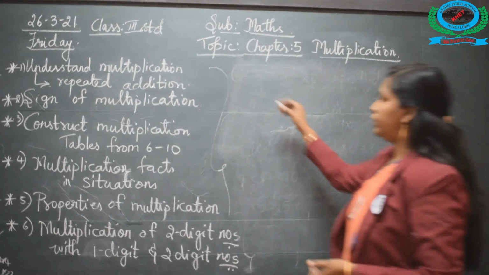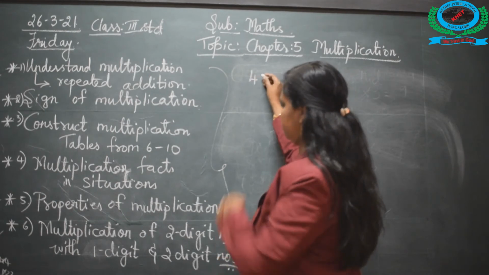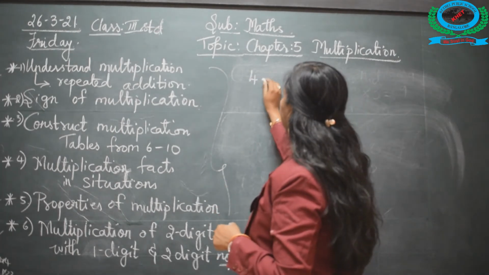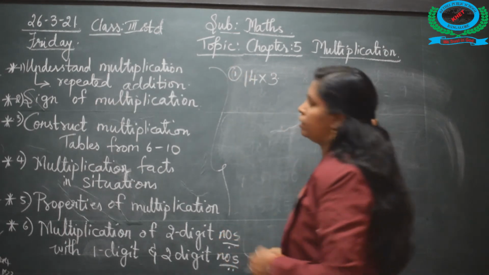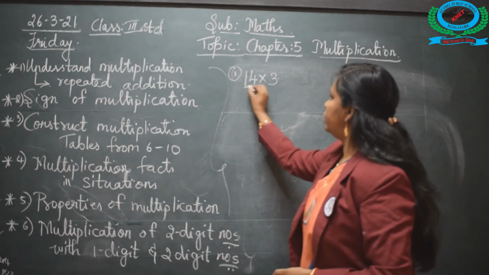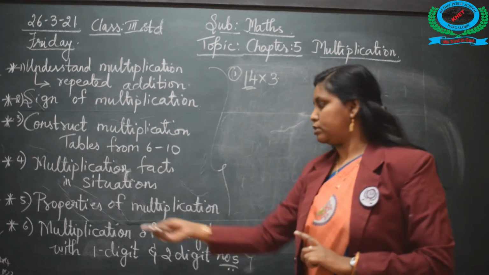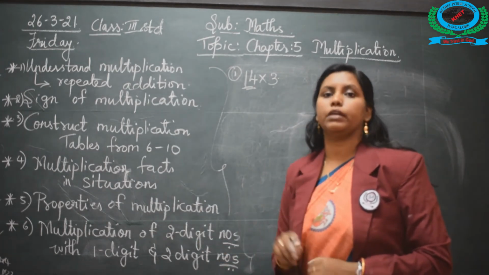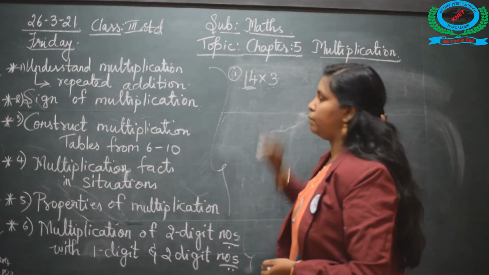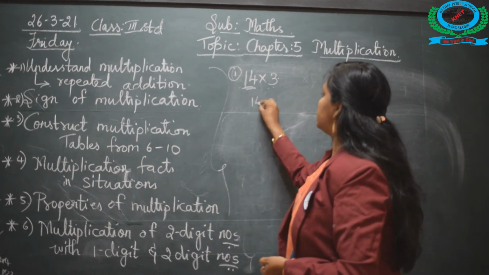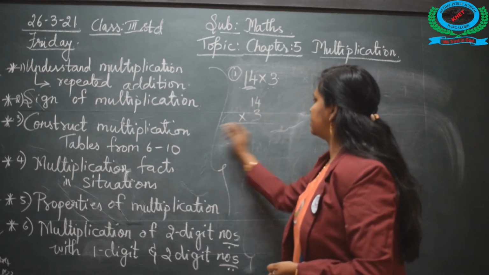Okay, you take a two-digit number, that is 14 into 3, for example. Here this is a two-digit number and this is a one-digit number we are multiplying by. First we'll see with one digit and afterwards we are going to see with two digits. So how can you multiply this? Either you can write it in this form or you can write it like this.